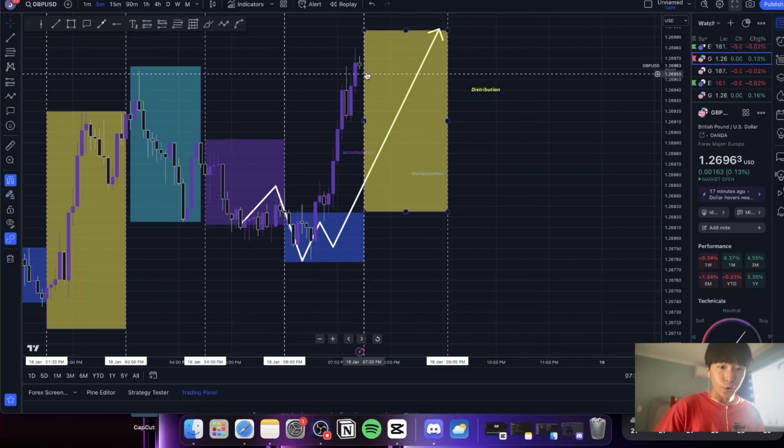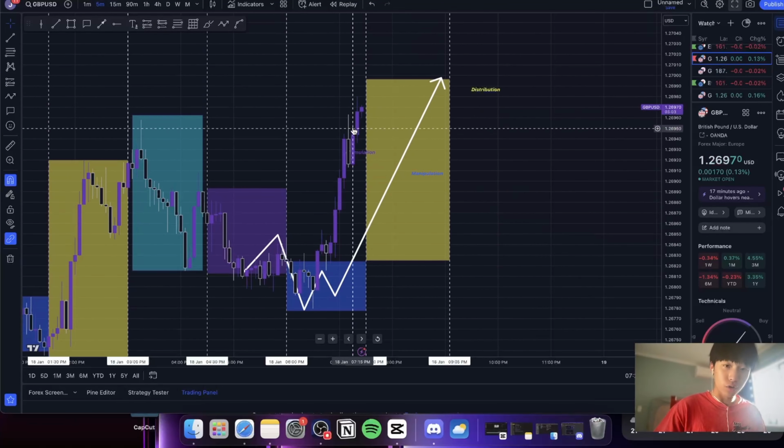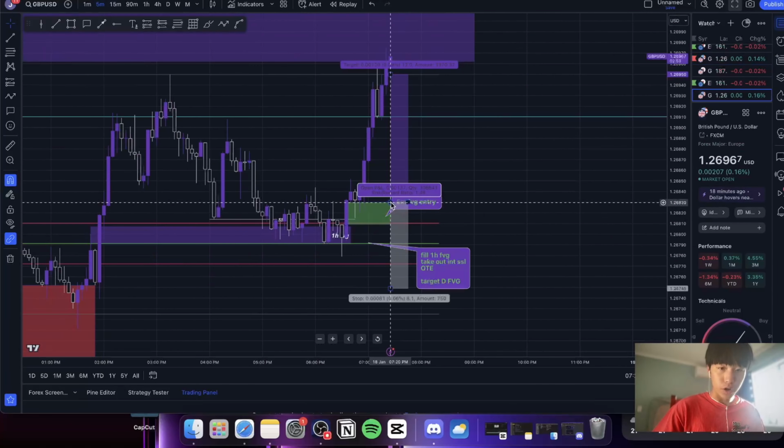Accumulation, manipulation. It already distributed before distribution. I reckon distribution is either going to send it even higher or reverse it. But yeah, we're in right now.